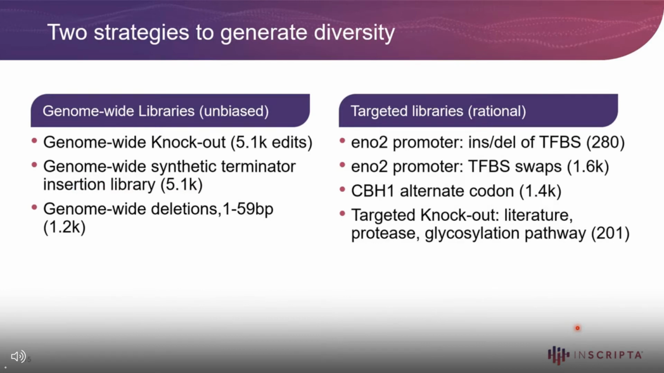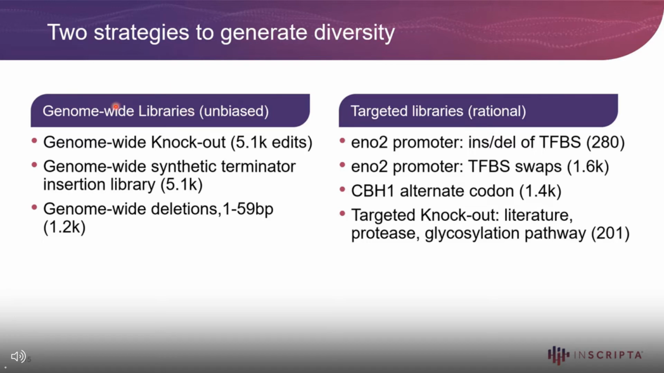Okay, so now we had our base strain and our screening workflow. Now comes the fun part, where we build libraries on top of this base strain and try to improve the production of CBH1. We came up with lots of different concepts for improving production, but they broke down into two overarching themes: an unbiased approach, using genome-wide libraries that target all over the genome, and then targeted or rational libraries.